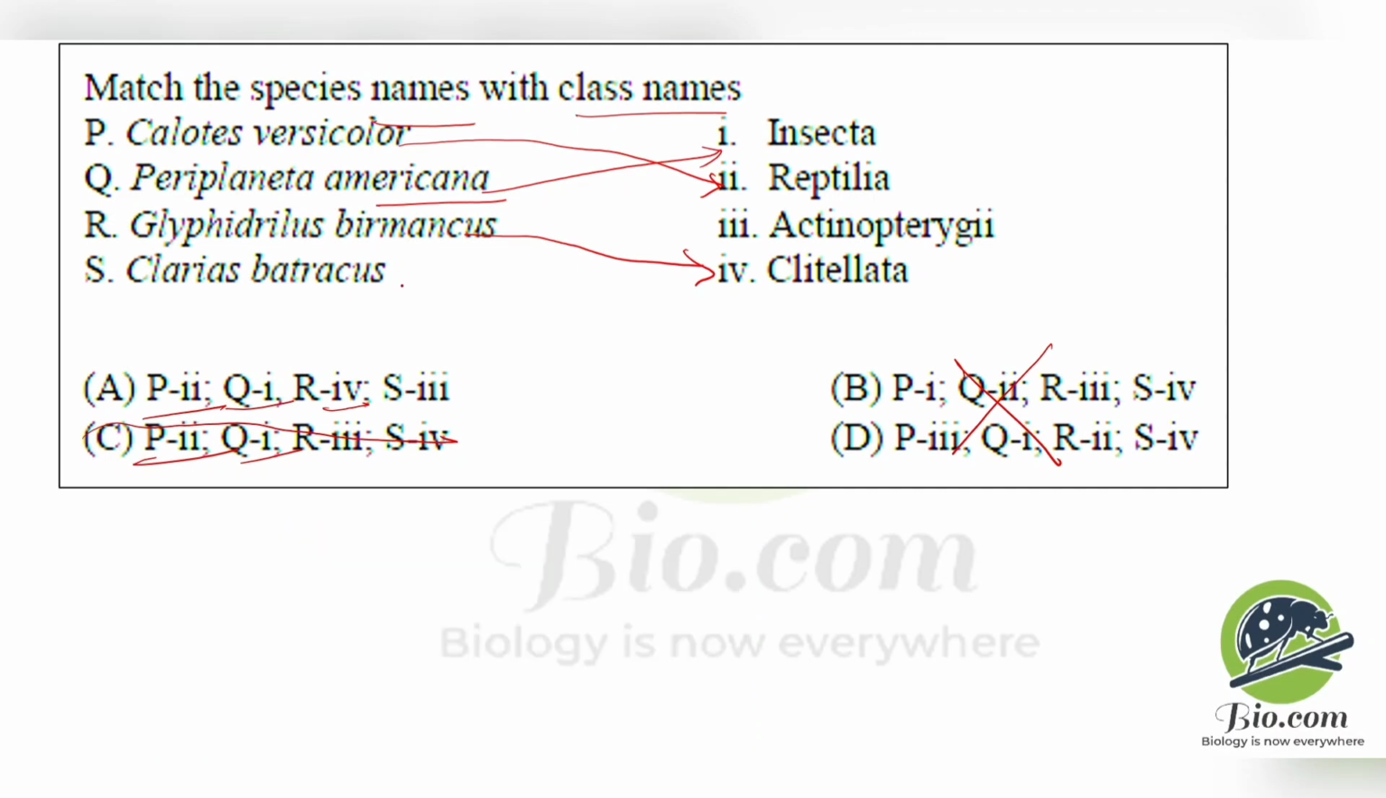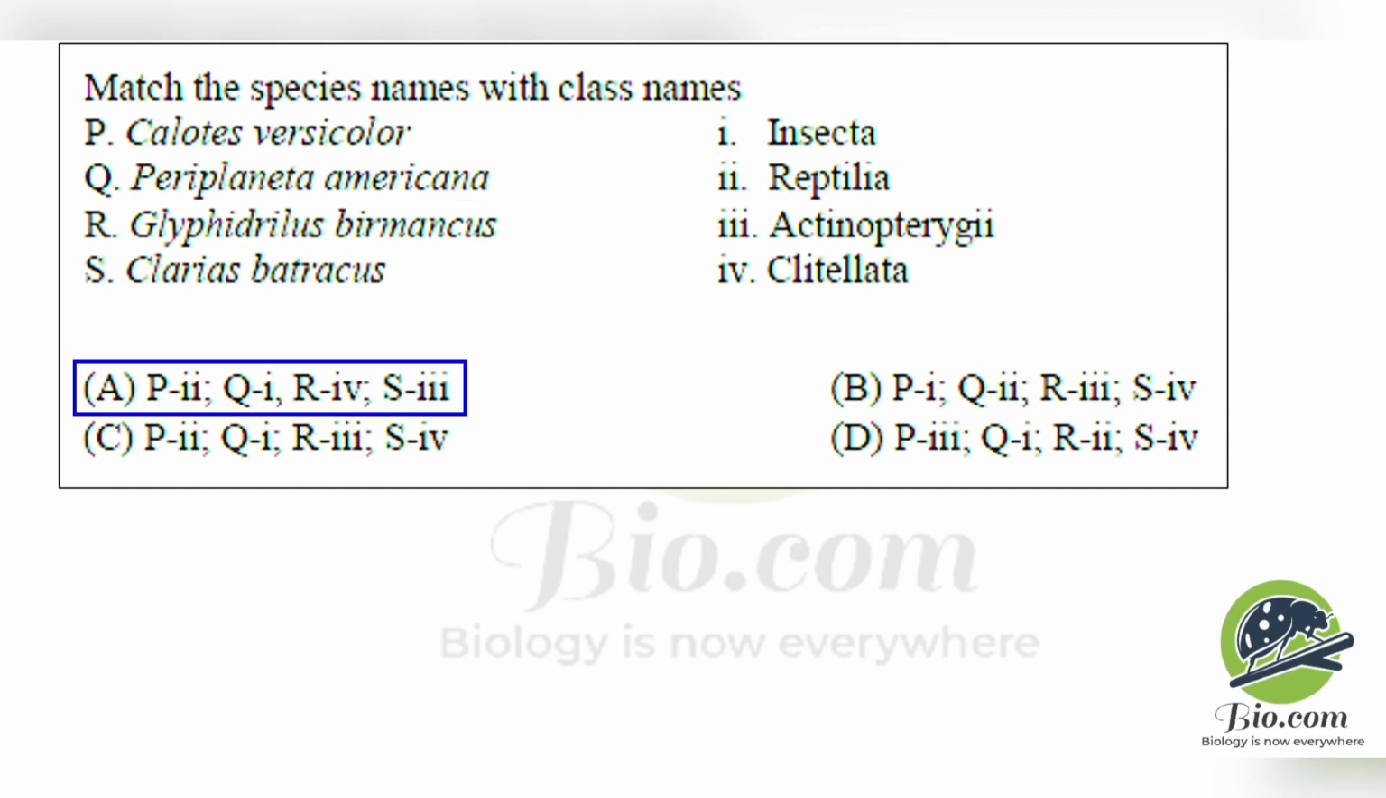And S, what is S? Clarias batrachus, which is Actinopterygii. So as per the option, the correct answer for this question is option A. So you can see how easily you can gain 4 marks.